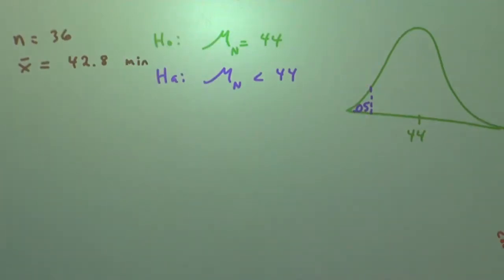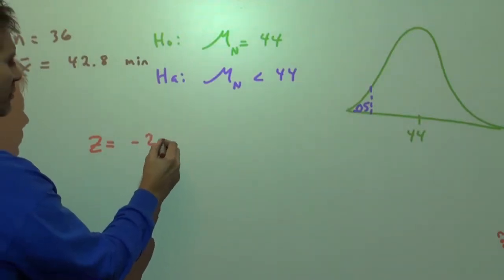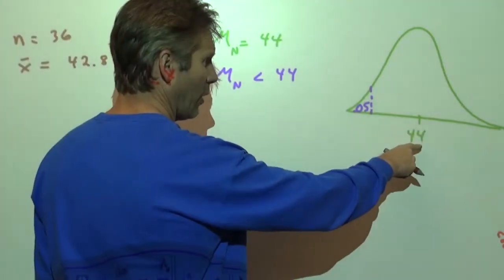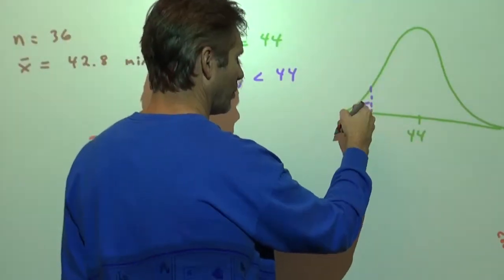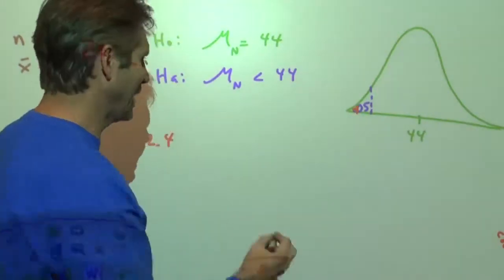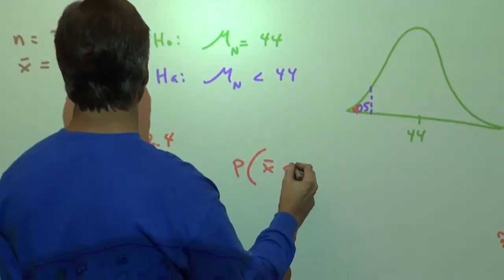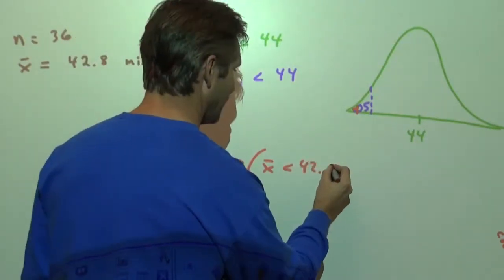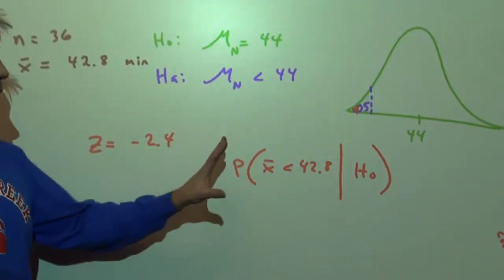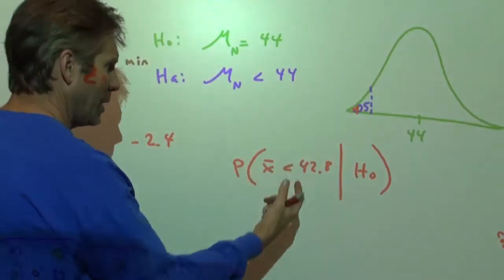Now, we're going to formalize this a little bit more. Once we get that z-score of negative 2.4, we want to calculate something called a p-value. We want to know, if the null was true, how often should you get a result at least as extreme as the one we got? This is where the conditional probability came in. What's the probability that you would get a sample mean less than 42.8 given that the null is true? It's a conditional probability. So given that the null is true, and this is our sampling distribution, how often would we expect to get a sample mean below this?